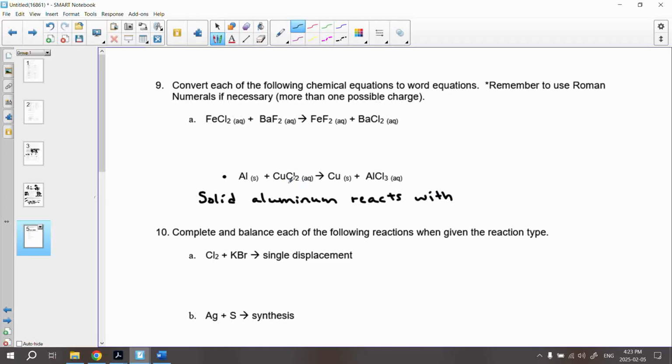Now I've got a chemical formula, so I have to decide if it's ionic or molecular, so whether I need to use prefixes or what. So copper is a metal, chlorine's a nonmetal, and copper happens to be one of the ones we highlighted. So we want to put a Roman numeral, copper chloride, and I'm going to insert the word solution just so I don't forget.